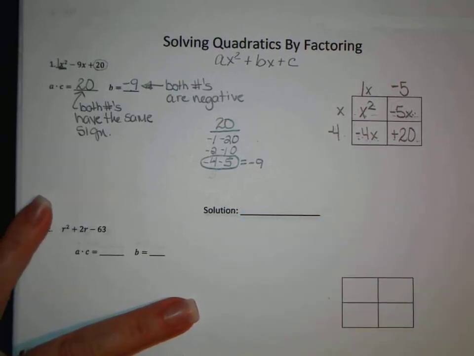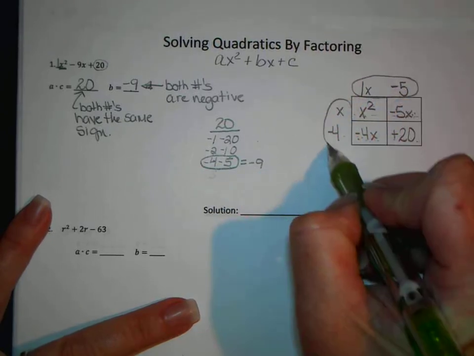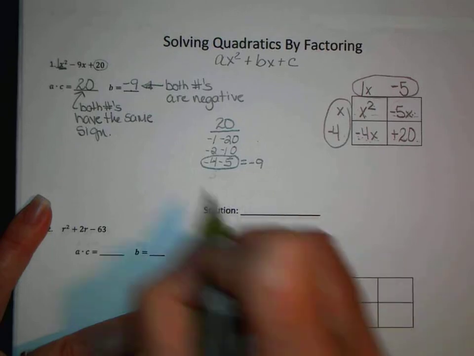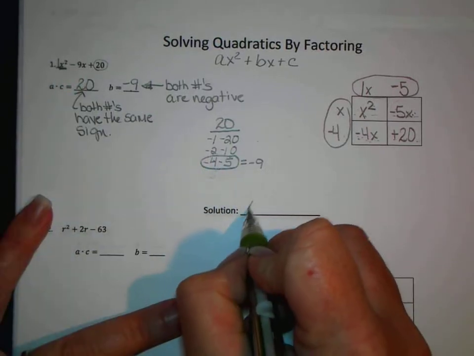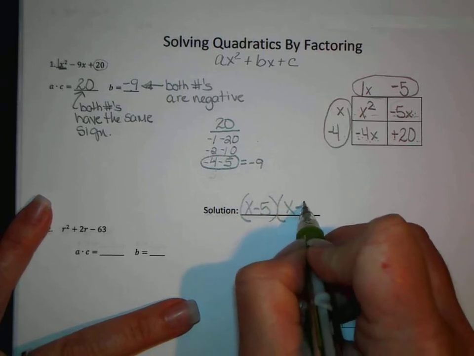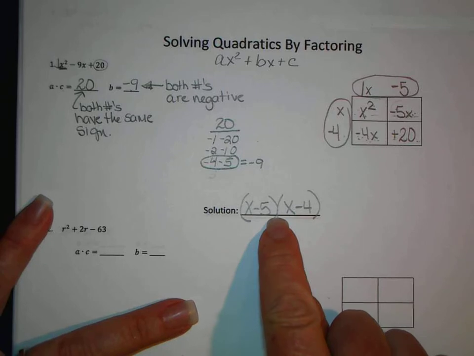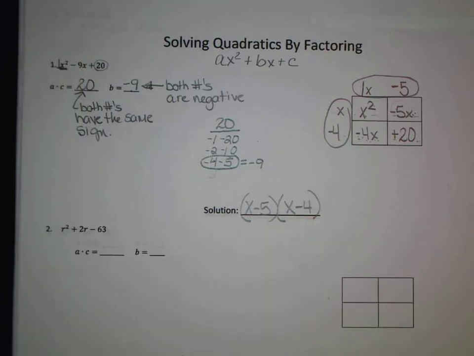Now, here's the funny part. You're done. You have your answer. There's your answer, and there's your answer. So the solution to this problem, the factored form of that equation, is (x - 5)(x - 4). And if you're careful and you want to double check it, you can multiply these back together and it should give you that. Okay, let's move on.